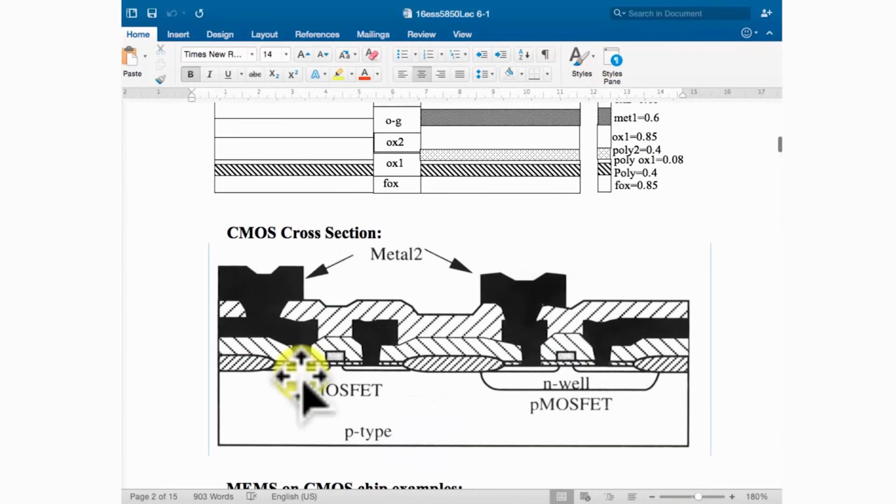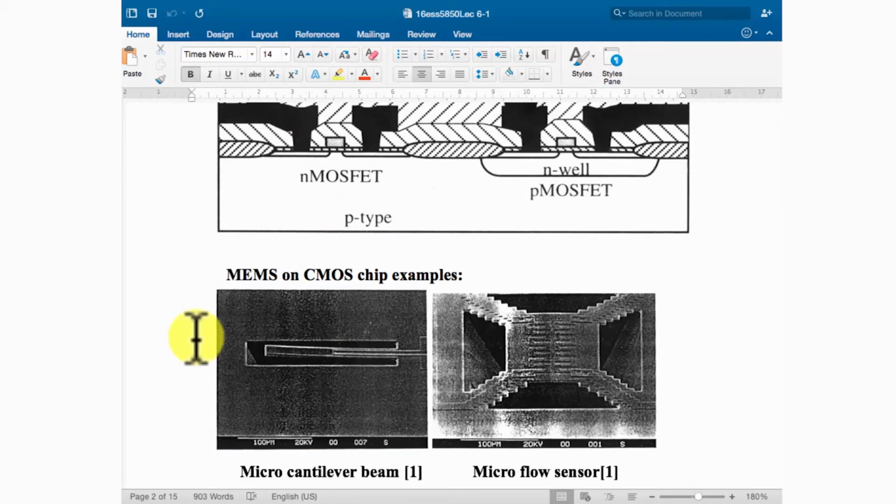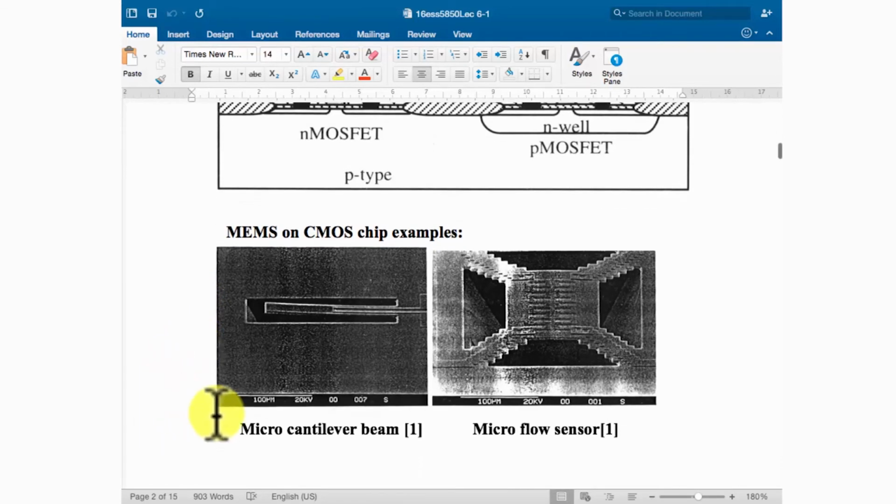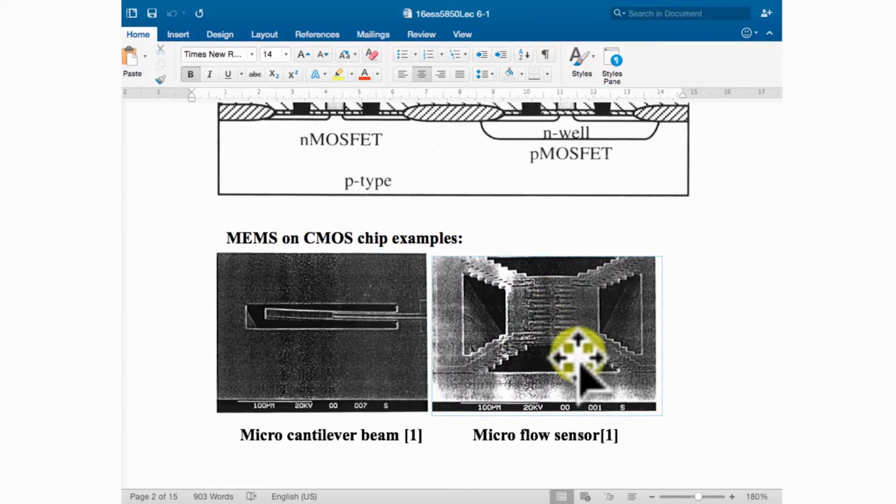By using this simple structure, there are many MEMS devices we can fabricate. For example, the cantilever beam, and also the flow sensor. The flow sensor is like a membrane, and underneath it is empty, so the membrane is suspended on top of the cavity. All the sensing parts can be fabricated on top of the membrane, inside the device. Looking at the cross section, they are very thin structures, so they can be a cantilever, a suspended membrane, or a bridge. Those structures can be fabricated using the CMOS or MOSIS foundry process.